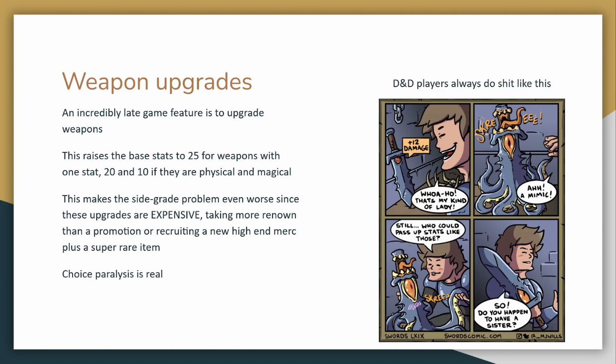I would forgive anyone for not knowing that weapon upgrades are even in this game. It's an incredibly late game feature. By the time I unlocked it, I only had 3 missions left. Upgrading a weapon increases its base stat to 25, or if it is both a physical and magical weapon, one stat becomes 20 and the other becomes 10. And this makes the side grade problem even worse, since these upgrades are expensive, taking more renown than promoting a unit or recruiting a very high-end merc. Plus, they take a super rare item that takes a lot of money to acquire.